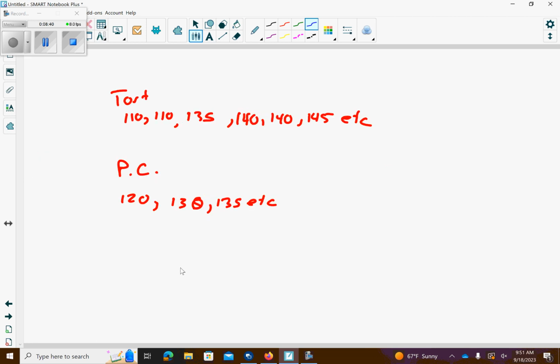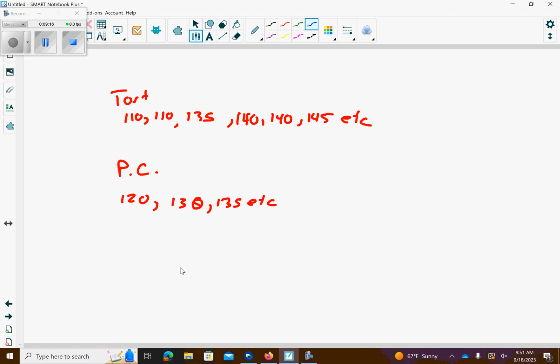All right, page 125, we're looking at tortilla chips versus potato chips. Tortilla has 110, 110, 135, etc. Potato chips have 120, 130, 135, etc. Describe the two distributions. I would say tortilla chips are skew left. Potato chips are relatively normal. In theory, are potato chips healthier, supported here? Tortilla chips tend to have some of those, the 110, 110, but that doesn't necessarily mean that they are healthier.